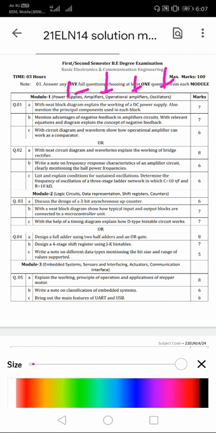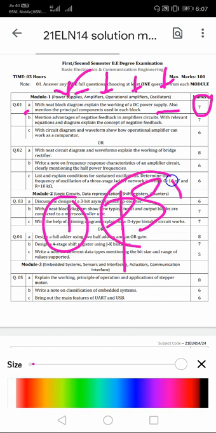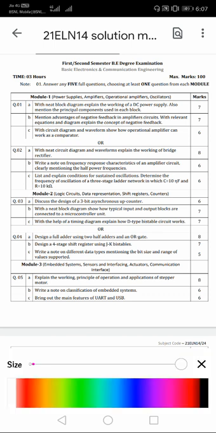Okay, let's see. Question number 1A, they have given: explain the block diagram and working of a DC power supply, and also mention the principal components used in each block. It is for 7 marks. So one question is fixed, that is power supply. Based on the power supply concept they should give one question, and that quota is over, and this question will almost certainly come in your main examination.